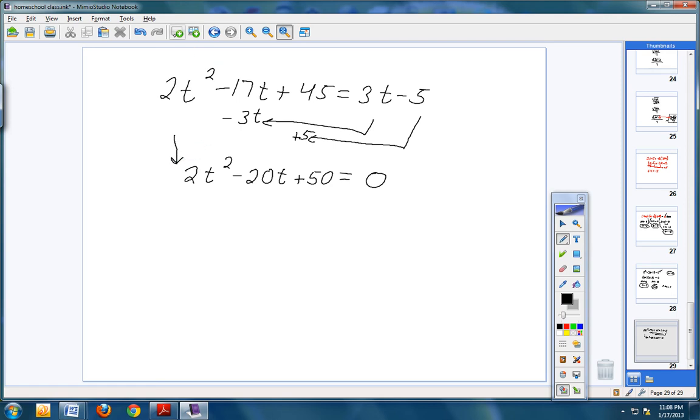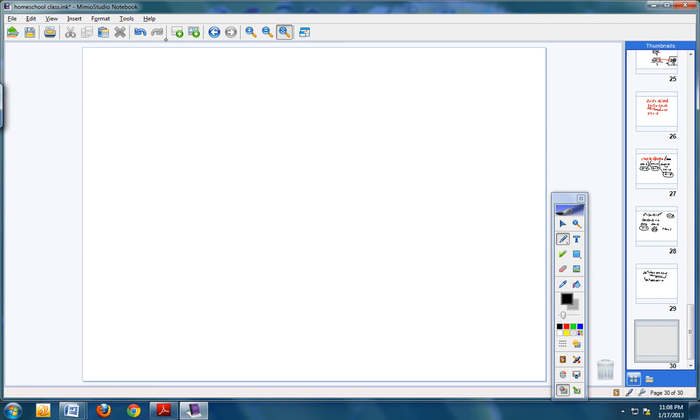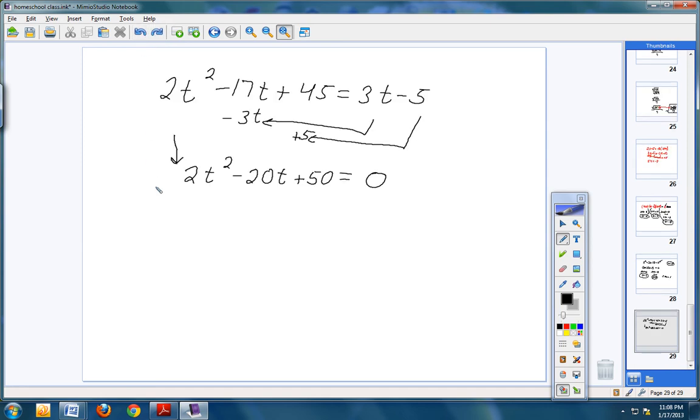Well, hold on. Don't forget, you always pull out what's common first. And I see a 2, a 20, and a 50. And I know that 2 goes into all of those numbers. Now, notice I cannot pull a t out because there's no t with this term right here. So I cannot pull a t out, but I can pull a 2 out. So if I pull a 2 out, look what I'm left over with. Watch this carefully.